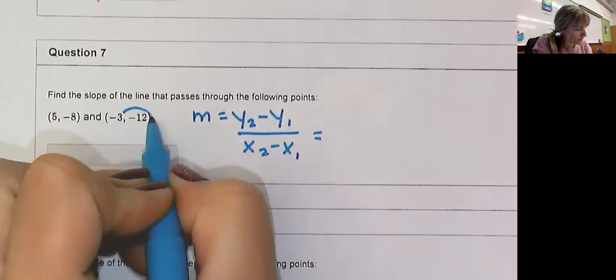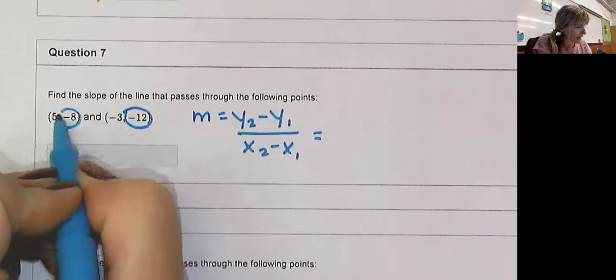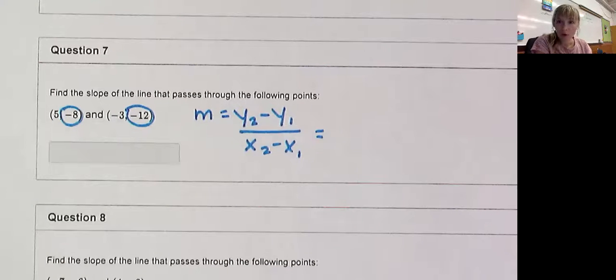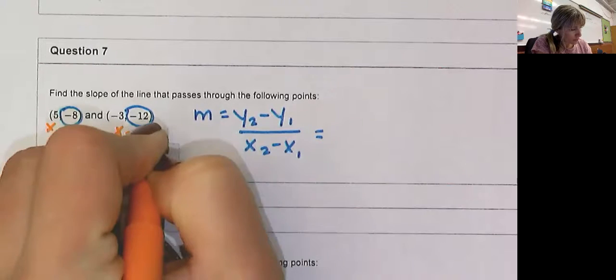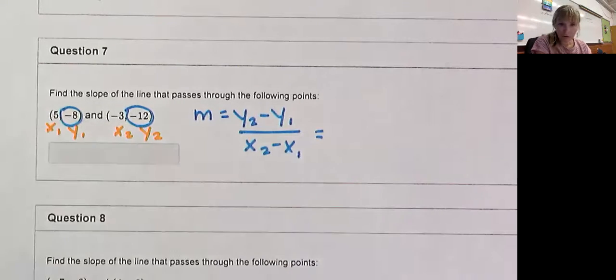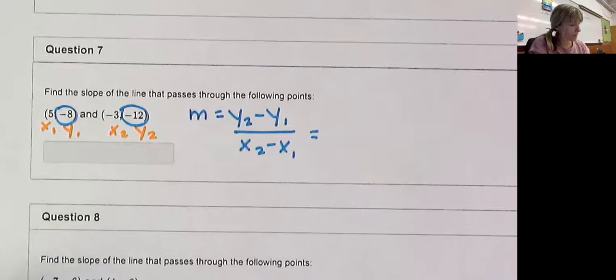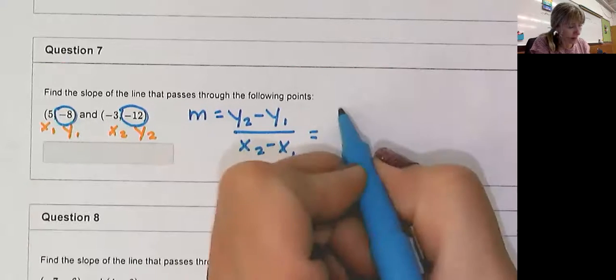I find it helpful to circle my y's, because I know the rise comes from the y's. I know my slope formula is y2 minus y1. And then you can, of course, label these x1, y1 and x2, y2. Do both if you need to, but find a way that helps you remember that these are the values that go on top. And then watch your signs.